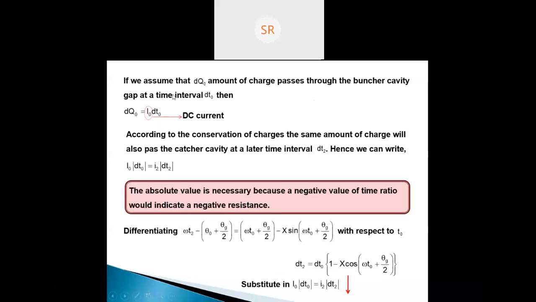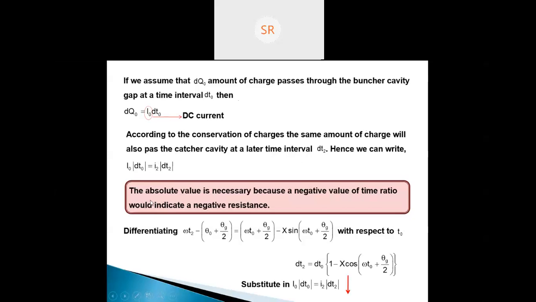Next we can find out how much current propagates. If we assume that dq0 is the amount of charge passed through the buncher cavity in a time interval dt0, then dq is equal to what? I0 dt0, which is the current. According to the conservation of charge, the same amount of charge will also pass the catcher cavity at a later time interval dt2. Hence, we can write this expression.